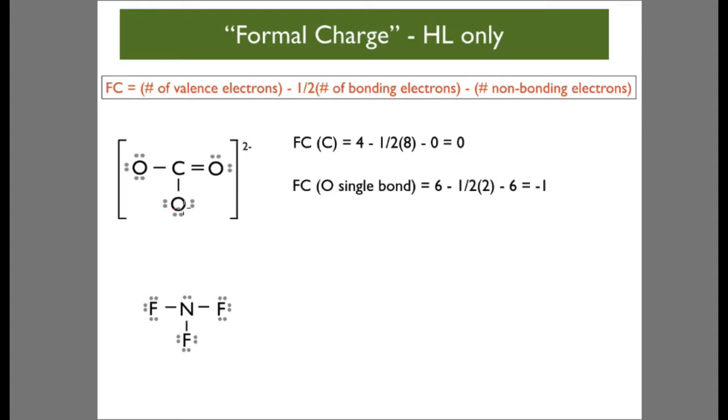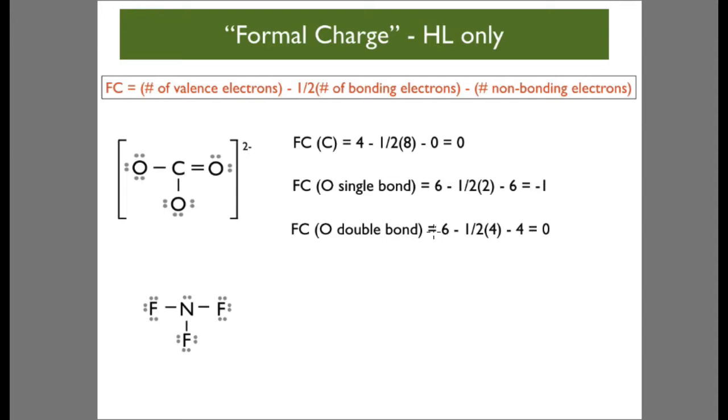Oxygen, single one here. Oxygen has 6 valence electrons. It has a single bond, so 2 electrons, half times 2, and it has 1, 2, 3, 4, 5, 6 non-bonding. Do the math, you get minus 1.